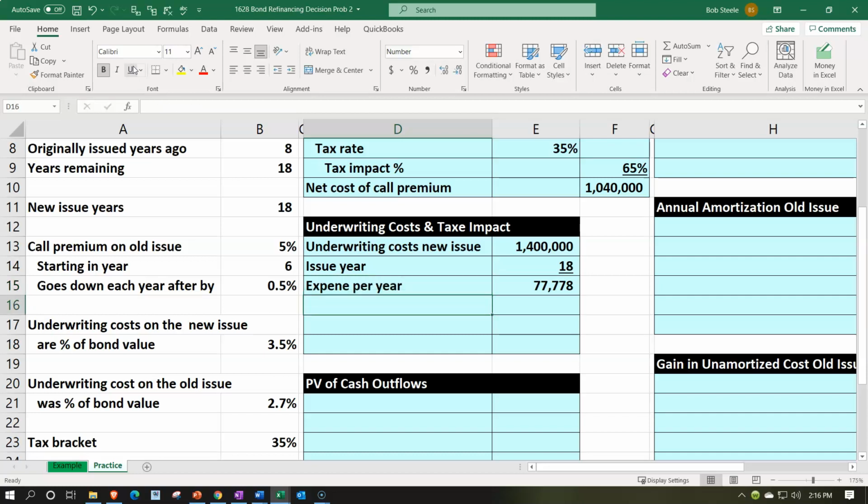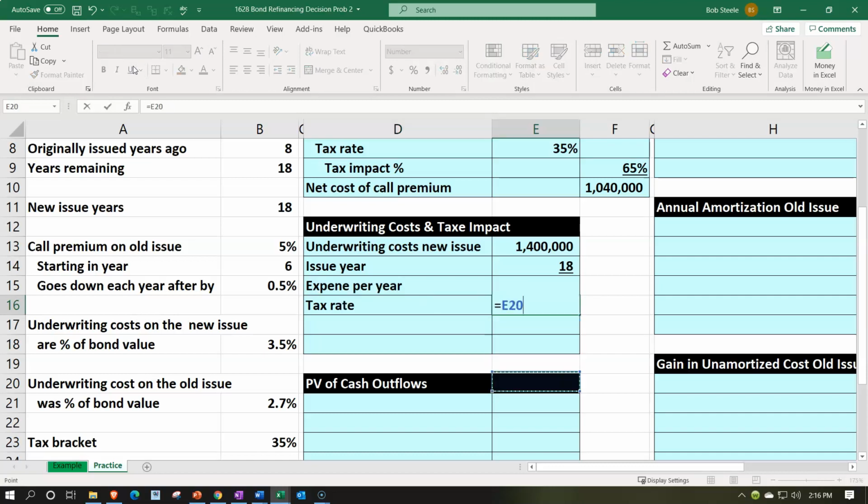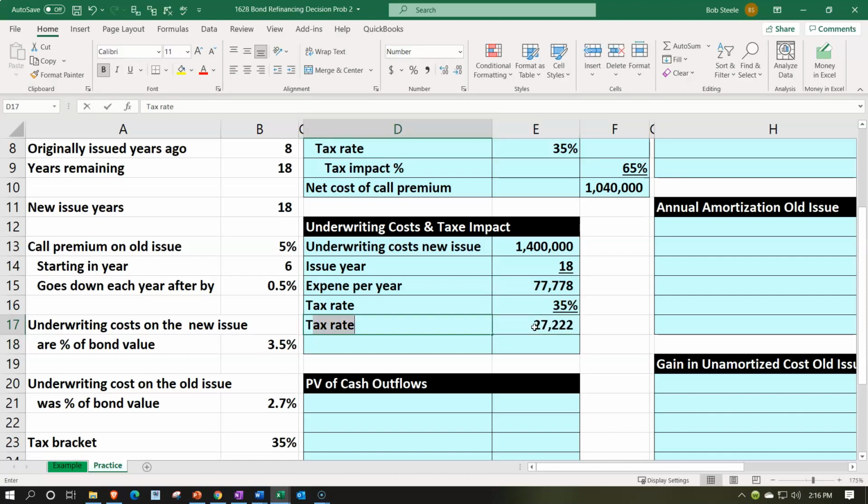Now we're going to take the tax rate, to see the tax impact, which will be equal to the 35% down here on the tax rate, making that a percent, numbers group, percentifying it, font group, and underlining it. So we take the 77,778 times that amount, the 35%, and 27,222 is basically the tax impact per year. Let's call it per year. Tax impact per year.